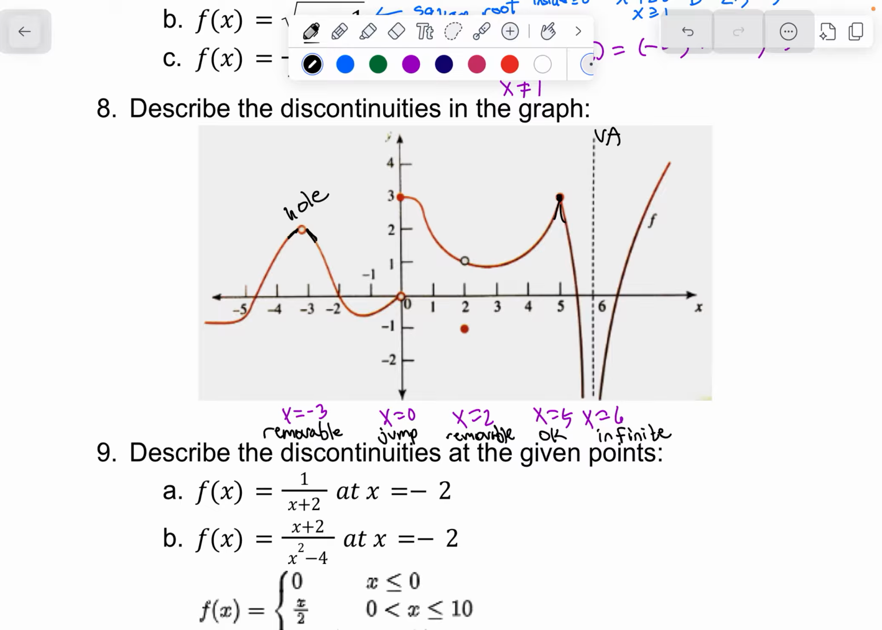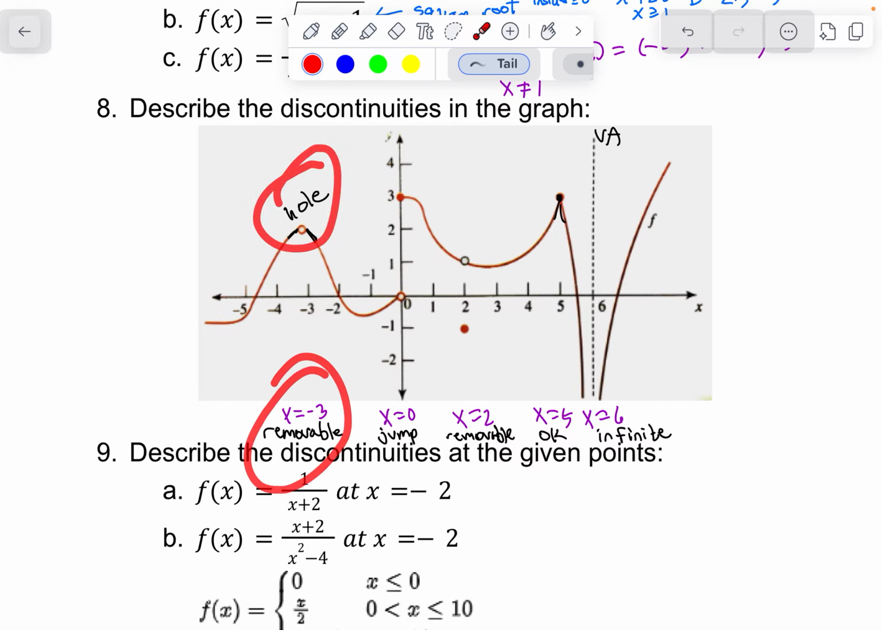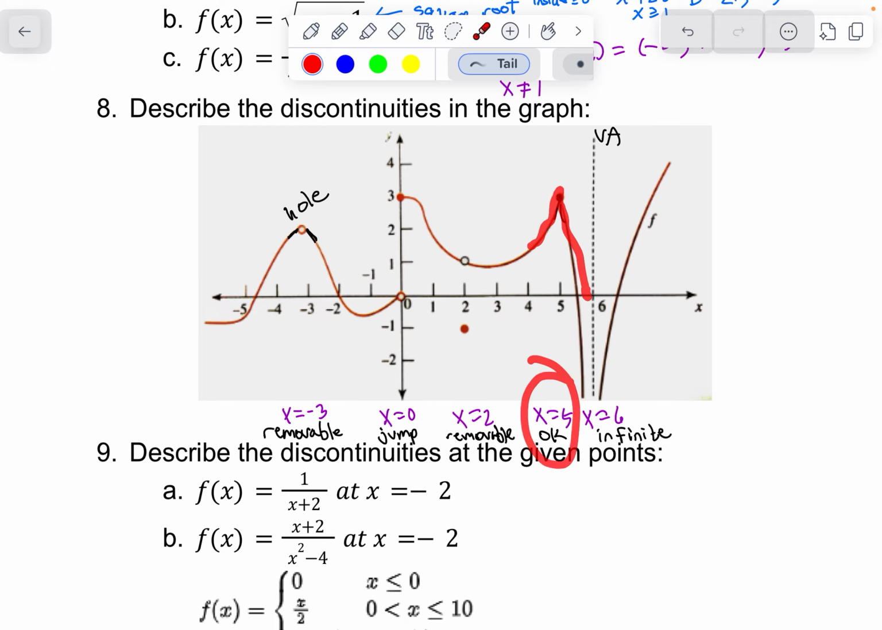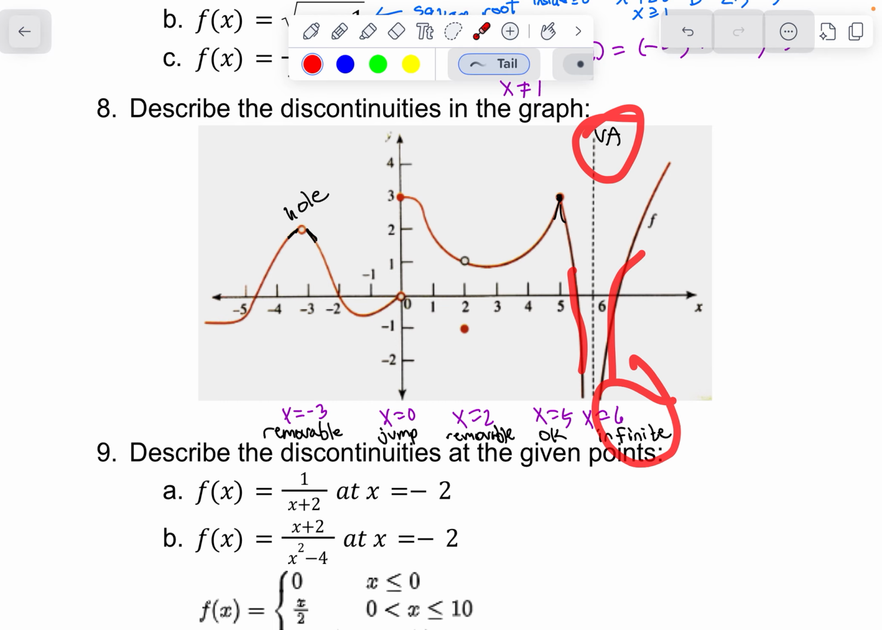So I'm going to give you a weird graph like this. I'm going to list the points I want you to look at. If there's a hole, write down removable. If there's a disconnect and you had to jump to the next piece, that's a jump. Again, a hole is removable. If it just continues and you didn't have to lift your pencil, it's okay. And then here, you're following a vertical asymptote. It's called infinite. So you got to study those.